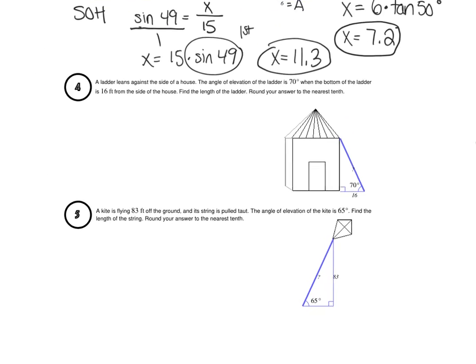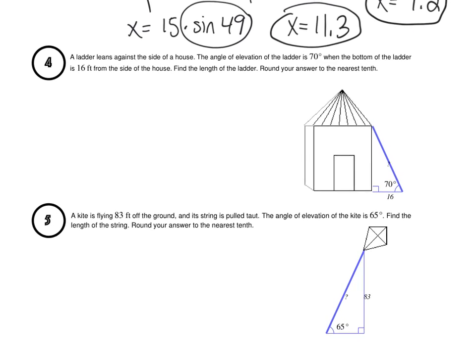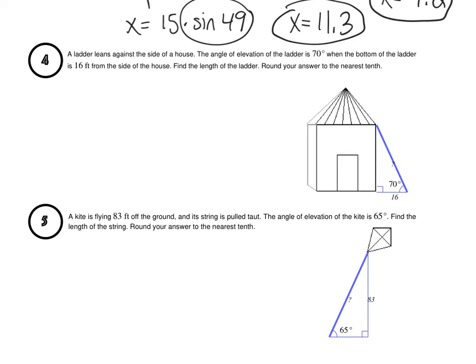Example number 4 is pretty much the same thing, but it has pictures of houses and kites. That's the only difference between the two. There are word problems and then there are non-word problems. This one still gives you a picture of a right triangle, so it can still be done with the trig functions. They want us to find the hypotenuse. The question mark is the h, the hypotenuse. And in relation to 70, the 16 is the adjacent.